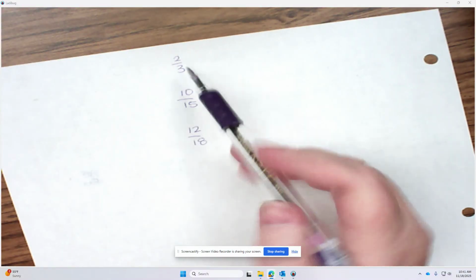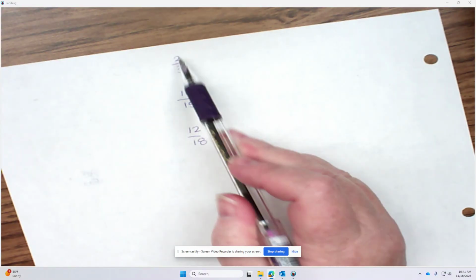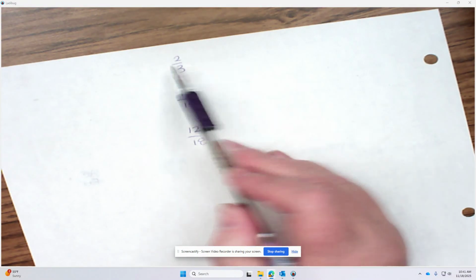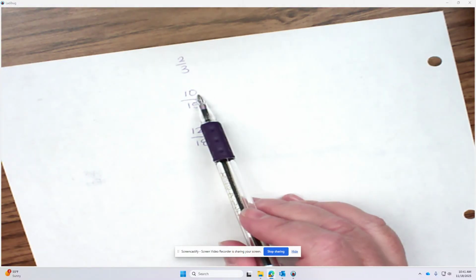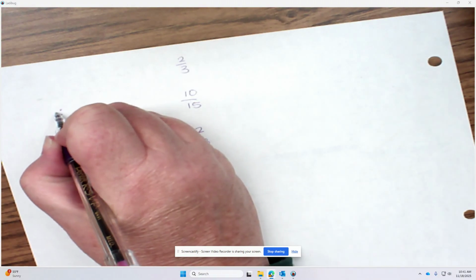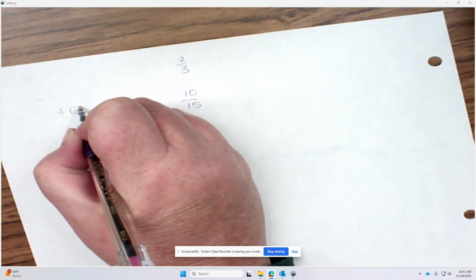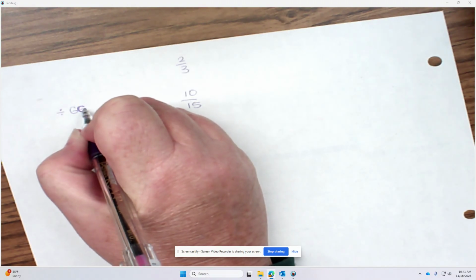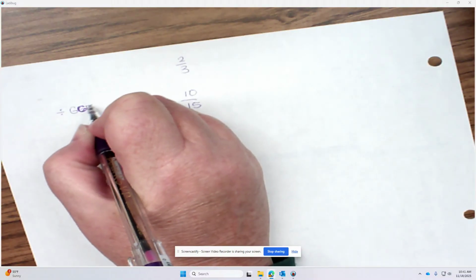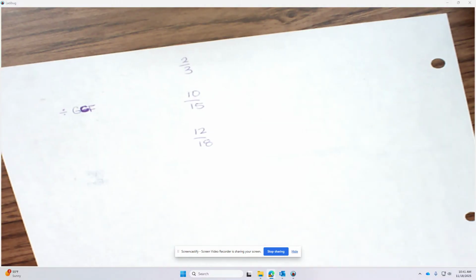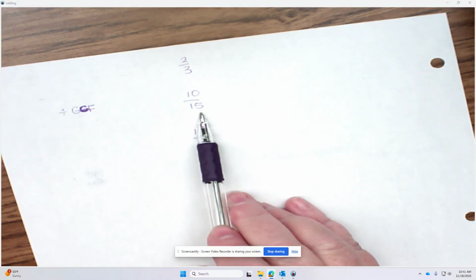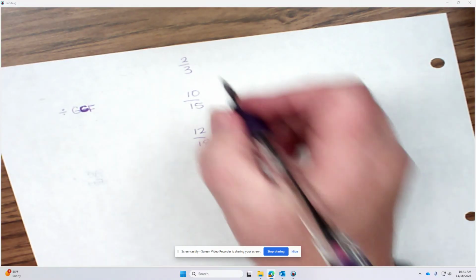Now, 2/3 is already simplified. There's nothing I can divide both 2 and 3 by and get an even answer. Those are both prime numbers. So I'm going to come down here to 10/15, and I'm looking for the greatest common factor. Remember, we have to divide by the GCF, the greatest common factor. When I look at 10 and 15, I see that both of these numbers are divisible by 5.